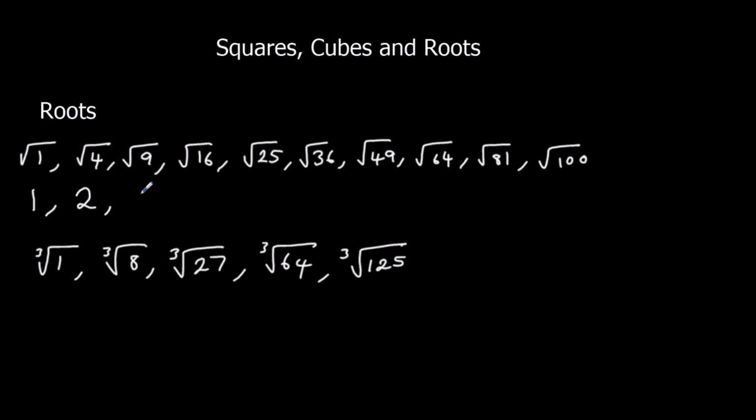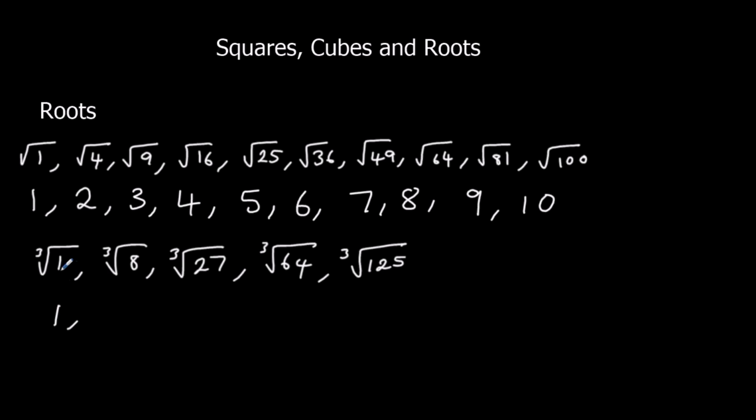What number times itself makes 9? 3. And so on. The same as a cube root. What number times itself and times itself again gives us 1? Well, that's 1 times 1 times 1. The cube root of 8 is 2. Cube root of 27 is 3. Cube root of 64 is 4. And the cube root of 125 is 5.